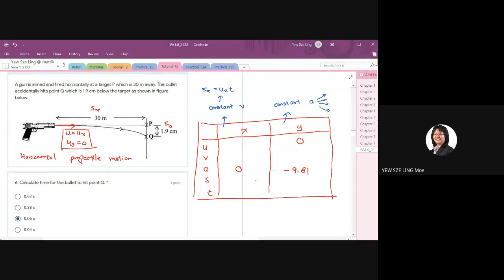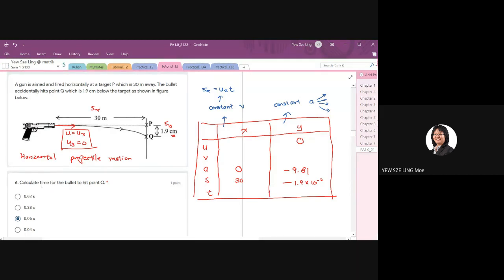So let's complete the table. Do we have the S? Yes, we have Sx equals 30 meter. Sy now. First of all, it is in terms of cm. Second thing, if you look at the diagram, this height is located below the original position. Therefore, it should be a negative value. Negative 1.9 times 10 to the power of negative 2 meter, because you have cm.